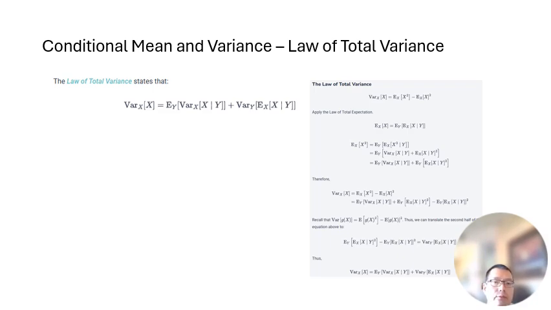Now we talk about the law of total variance. The law of total variance states that the variance of X will be the expected value of the variance of X conditional on Y, plus the variance of the expectation of X conditional on Y. The right side is the proof of this law. Again, I will leave this for you guys to read.